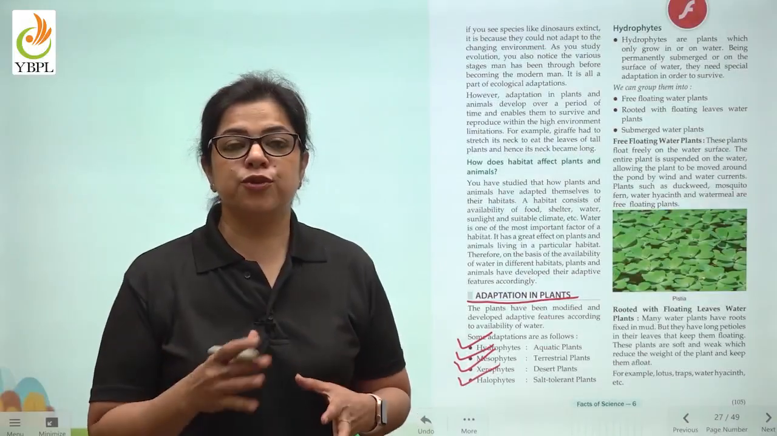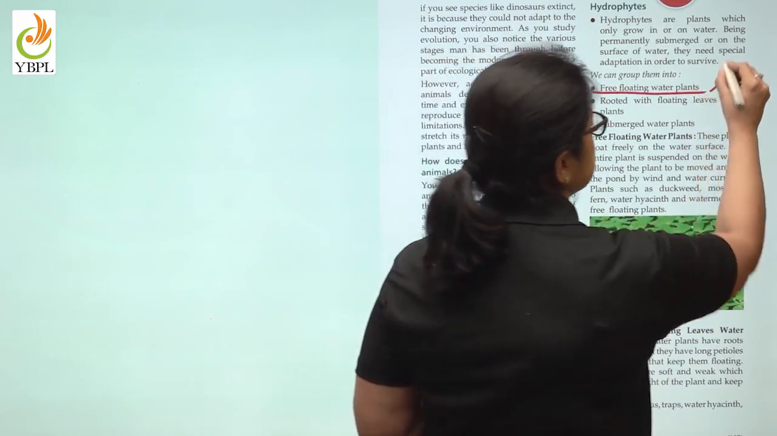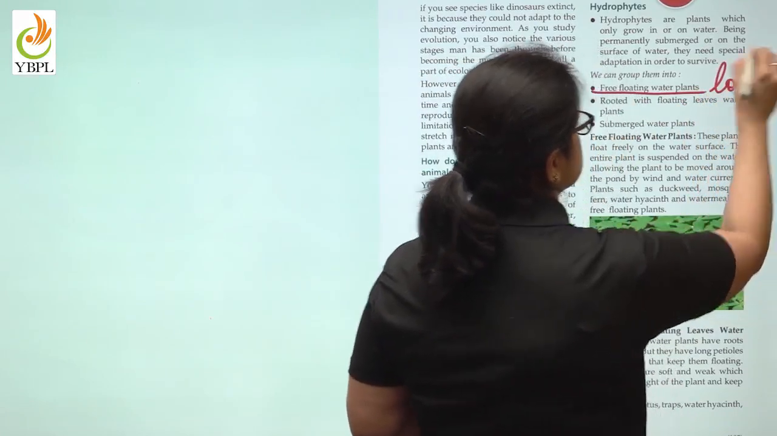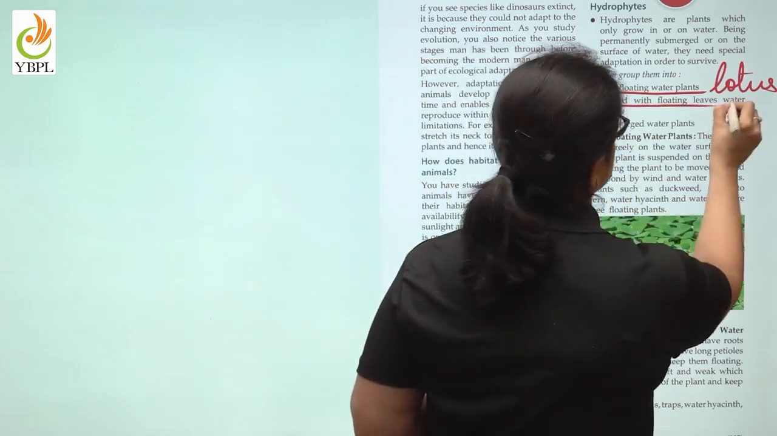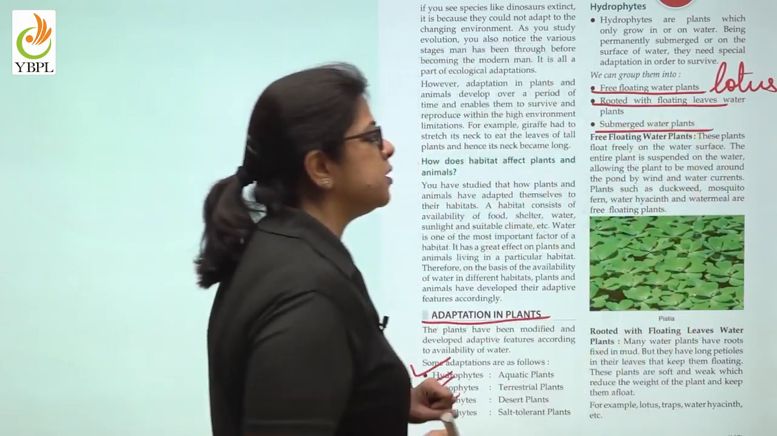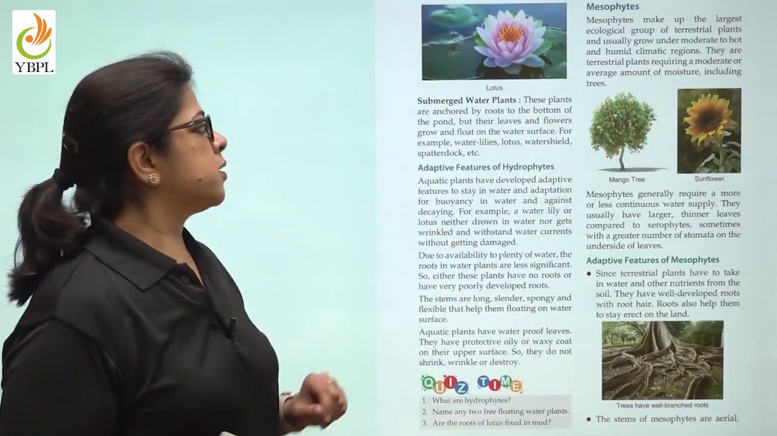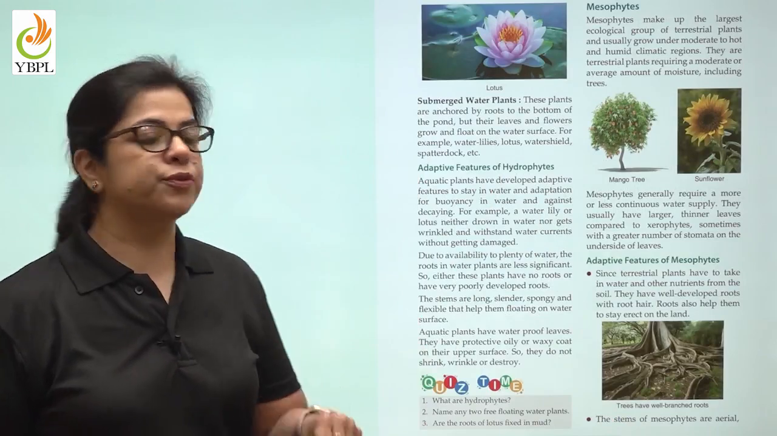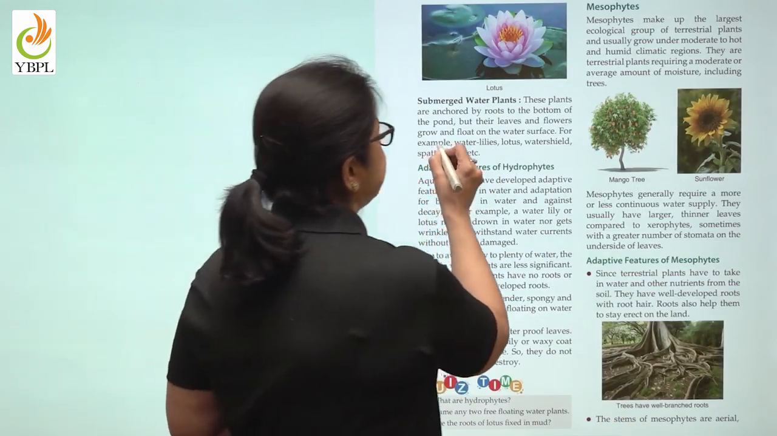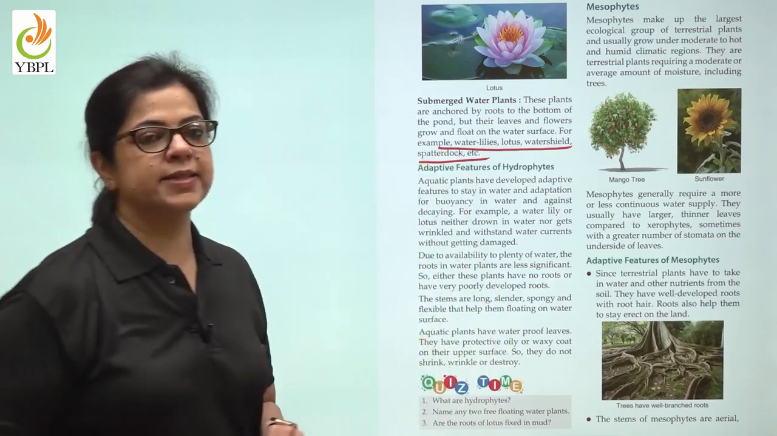So children, hydrophytes can be classified into free-floating water plants as we discussed, like the lotus. Then there are rooted floating leaves. Then there are also submerged water plants. Now, in case of submerged water plants, these plants have their roots inside the bottom of the water source in which they are living. So, they are water lilies, lotus, water shields, spatterdock, etc.